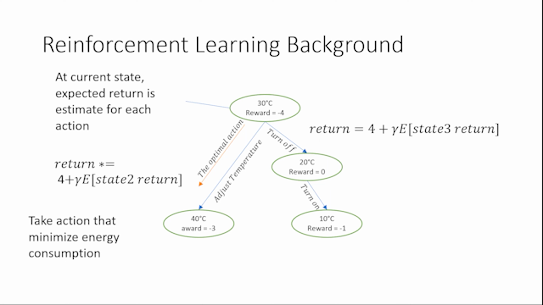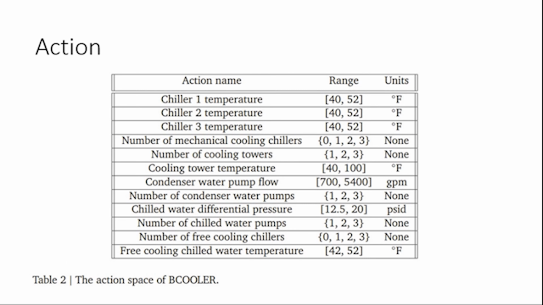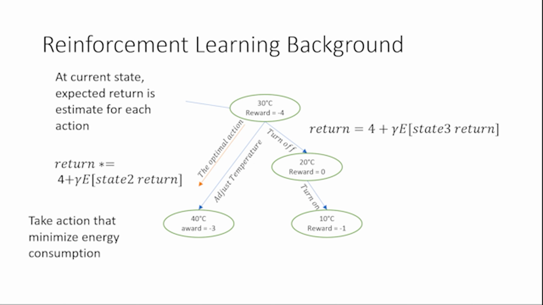To put it into the context of this paper, the state is the array of sensor measurements containing temperature, water flow rate, and equipment status information. The potential actions the system can take at each state include turning on or off the equipment, chilled water differential pressure, and the number of water pumps. The full list is shown here. Once the system reaches the terminal state, in this case the end of a 5 minute time frame, the reward is the negative total energy consumption within the 5 minute time frame around time t.